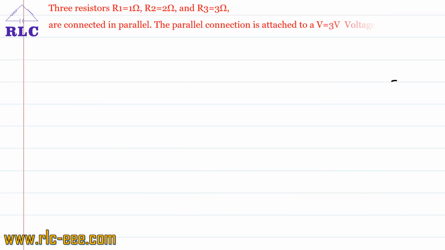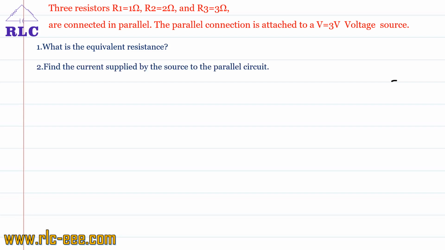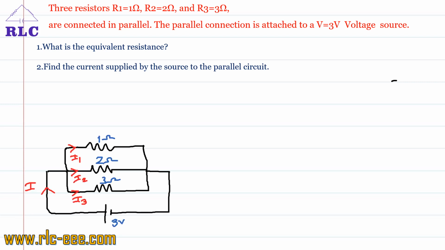Next is problem number 2. Three resistors, R1 is equal to 1 ohm, R2 is equal to 2 ohm and R3 is equal to 3 ohm, are connected in parallel. The parallel connection is attached to a V, that is 3 volts, voltage source. Next, what we need to find: what is the equivalent resistance? Find the current supplied by the source to the parallel circuit.